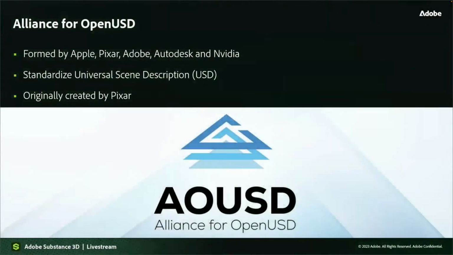The first one is the newly announced Alliance for OpenUSD. This is a group formed by Apple, Pixar, us here at Adobe, Autodesk, and NVIDIA. It aims to standardize and develop a technology called Universal Scene Description, USD, originally created by Pixar. We are super excited to be joining this initiative to help push interoperability amongst the community. You can read more about the Alliance over in the Adobe blog, which will be posted here in the chat.